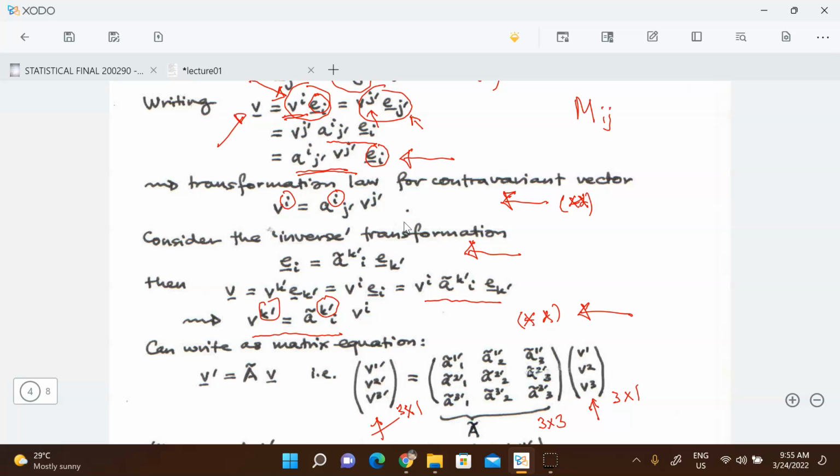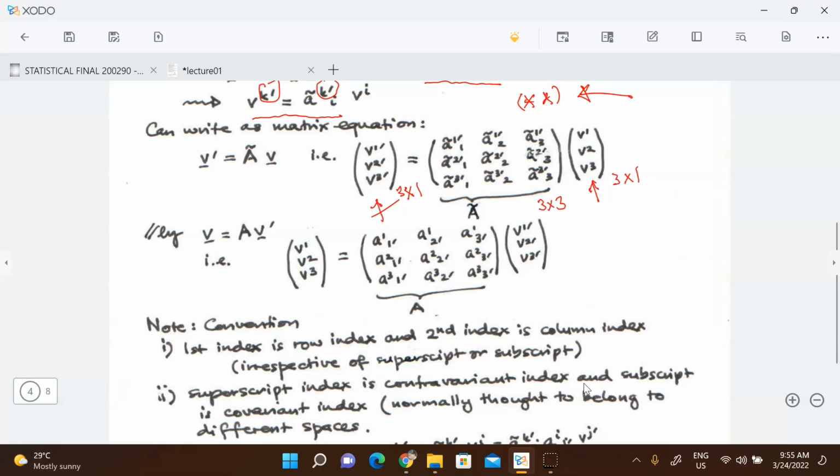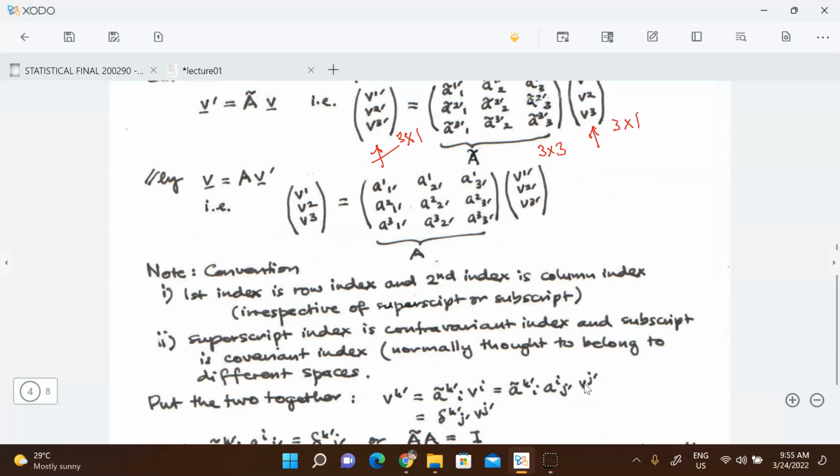Okay. And the same for the other one, okay? So now you have this inverse one, A tilde, and your A here is the first one that we mentioned just now. Yeah. So this is the thing that I said earlier. The first index is the row index, second index is the column index, irrespective of whether it's superscript or subscript. You understand that superscript is the one on top, subscript is the index at the bottom.